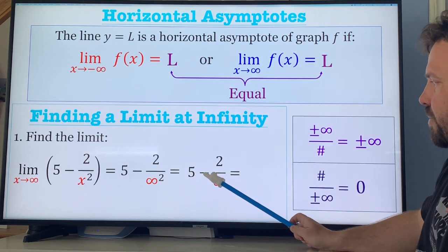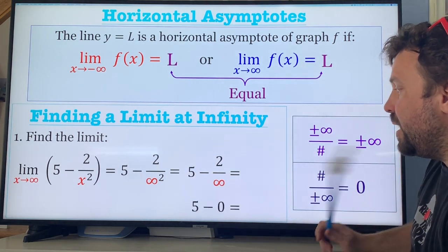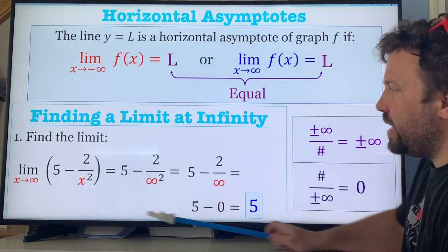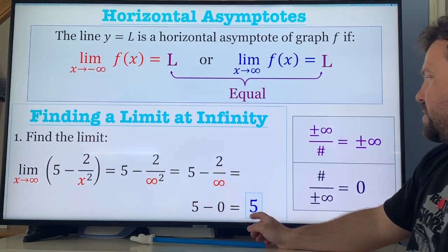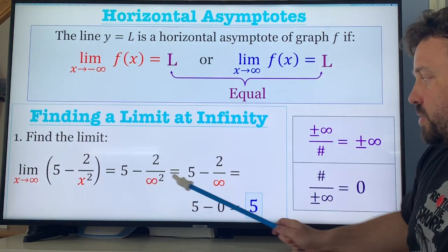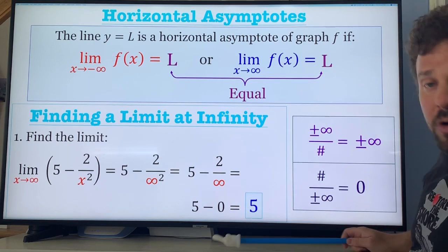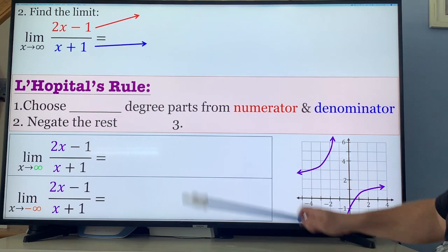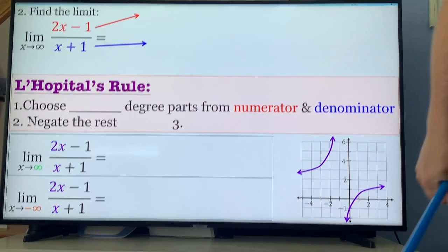So this becomes 5 minus 2 over infinity, which is 0. And 5 minus 0 is indeed 5. So the limit as you approach infinity is 5. If I type negative infinity in here, negative infinity squared is also infinity. Your answer would also be 5, and you'd have a horizontal asymptote. So what I'd like you guys to do is try problem number 2 real quick.